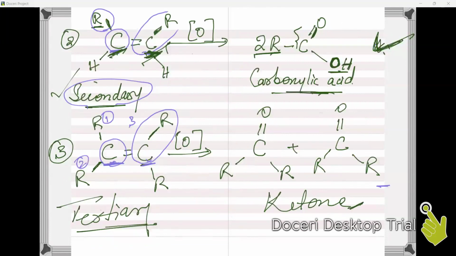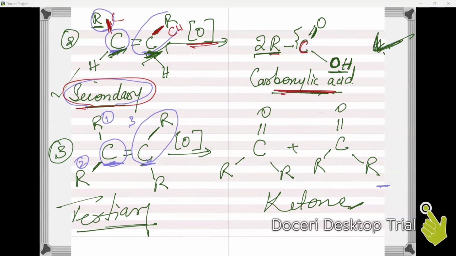Now, let's suppose I have a secondary molecule. When I say I have a secondary molecule, it means two alkyl radicals are attached over here. It's not ethene anymore. Two alkyl radicals. Alkyl radicals means here it's a carbon compound which can be CH3, C2H5. It can be anything. Now, if this is oxidized in the presence of hot KMnO4, it will give me what? It will give me carboxylic acid.